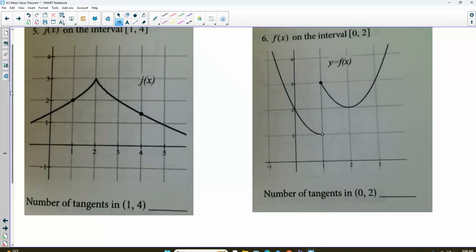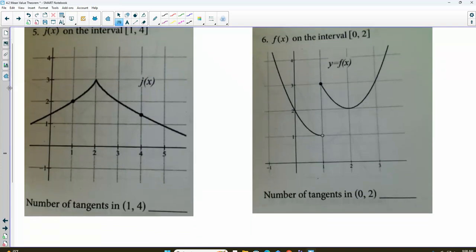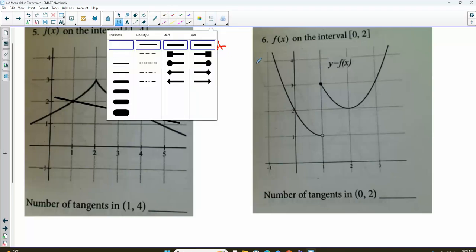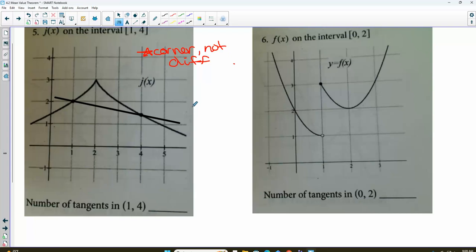If I look at this one, what's wrong with this? It comes to a point. What does that mean right there? It's continuous. Is it differentiable? No. So if there's a corner, we know it's not differentiable. If you looked at the line between 1 and 4, it's here. Do we ever have a tangent line that's parallel to that? No. So this one doesn't have any, but it doesn't violate the mean value theorem because it didn't meet the criteria to begin with.